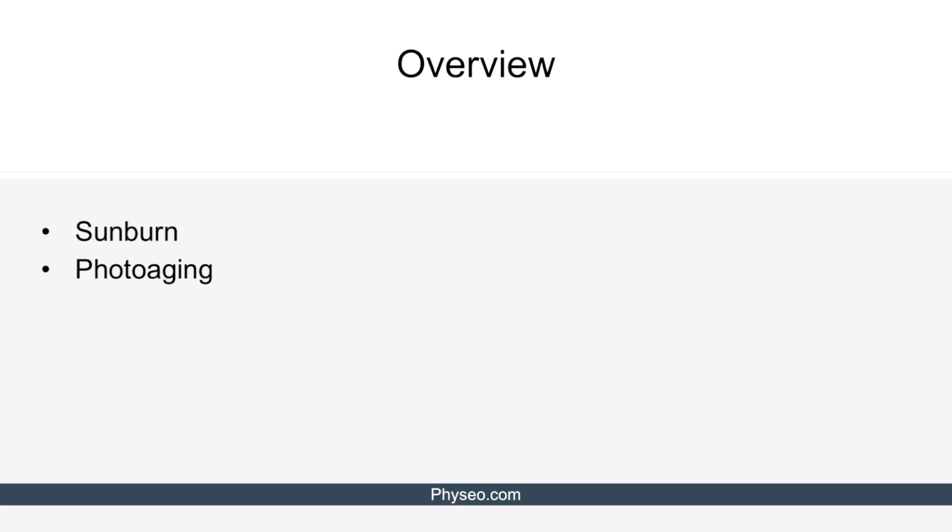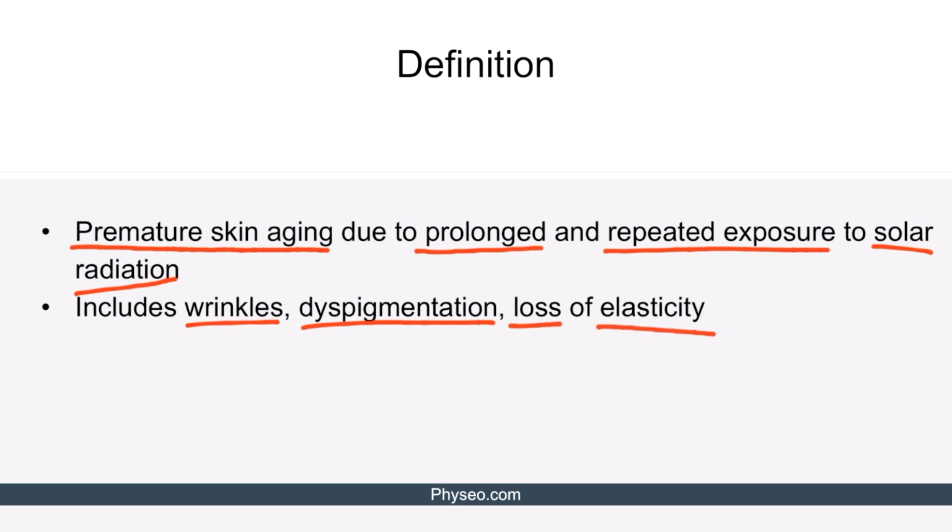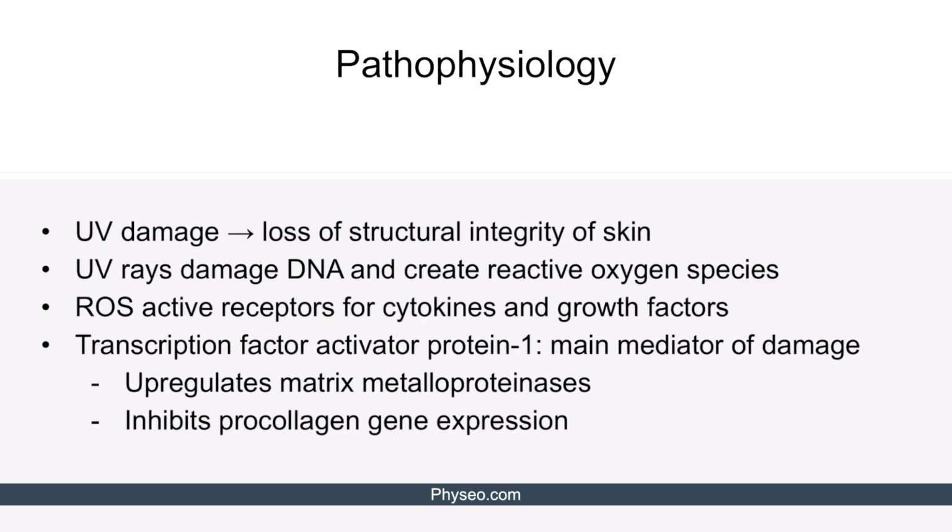So now that we've covered sunburns, let's move on to another consequence of sun exposure, which is photoaging. So photoaging is defined as premature skin aging due to prolonged and repeated exposure to solar radiation. Some characteristic findings of photoaging include wrinkles, dyspigmentation, and loss of elasticity of the skin. And photoaging occurs when chronic ultraviolet radiation exposure leads to the loss of structural integrity of the skin, which kind of makes sense because we were saying that there was that loss of elasticity. So really be thinking about the structural integrity of the skin being broken down.